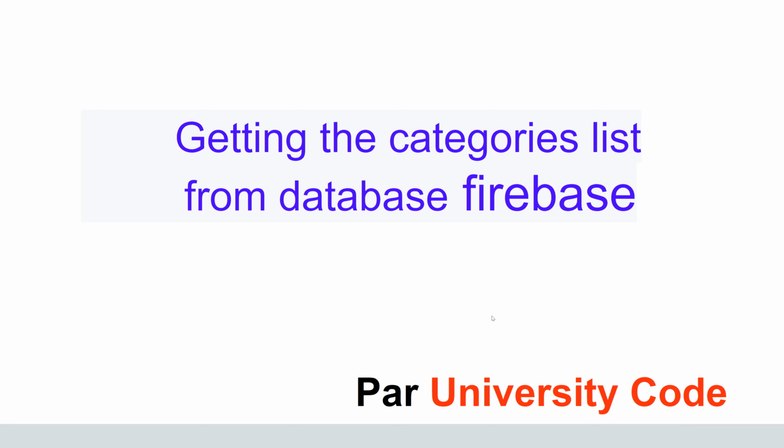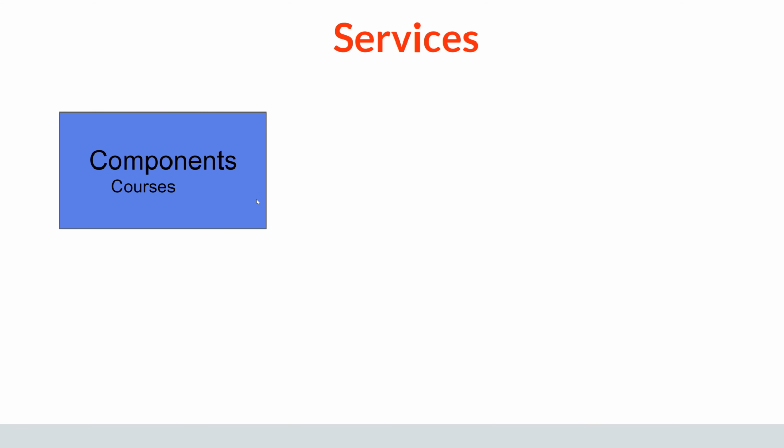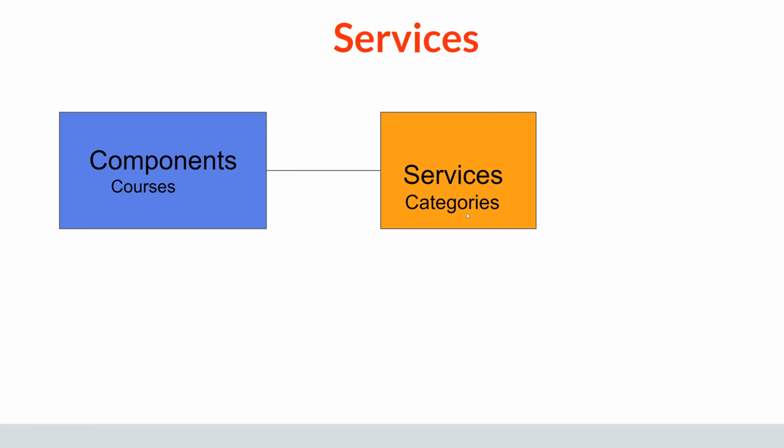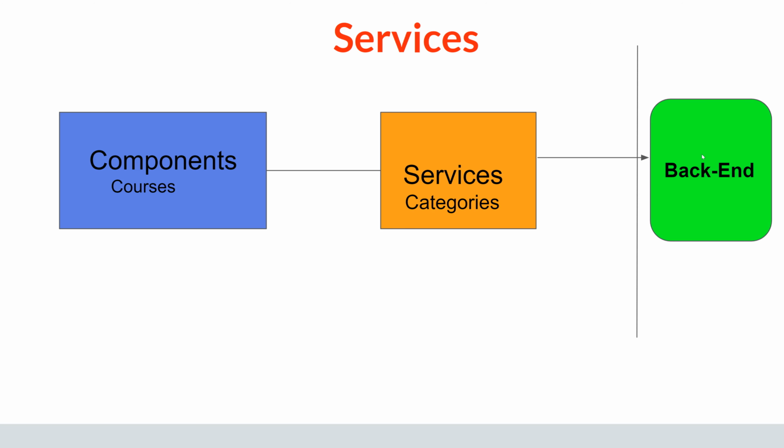Now in this section we are going to get the whole category list from the Firebase database. For that we need to create a category service. We have the courses component. It will use the category service, and the category service will call the backend Firebase and get the list of all categories. So the category service calls the backend, and afterwards we inject the category service in the courses component.